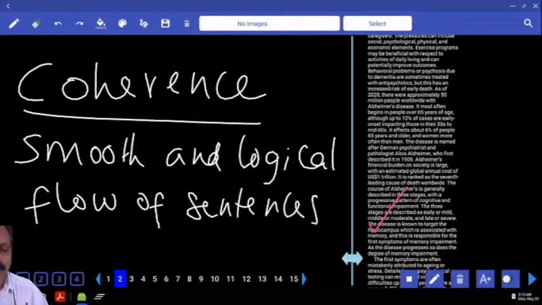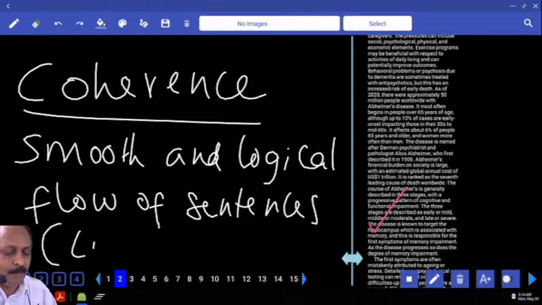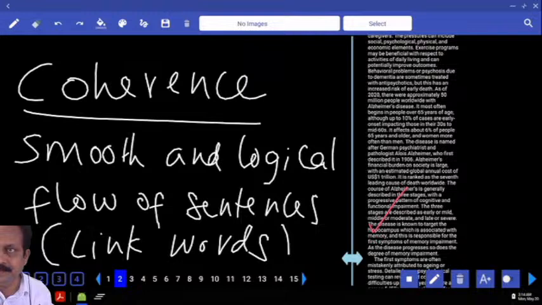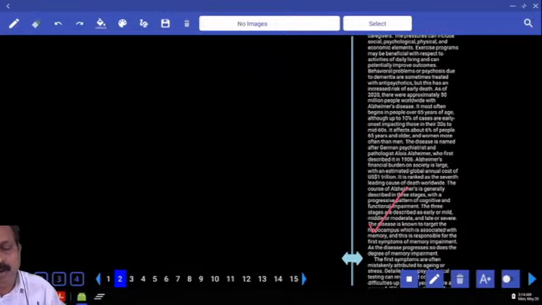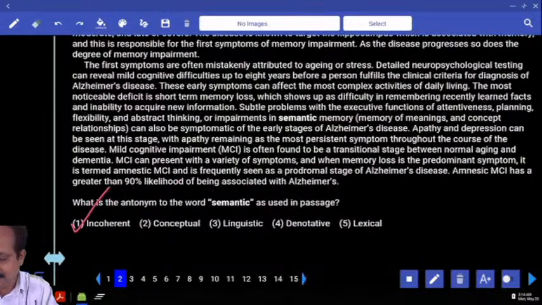Smooth and logical flow of sentences. When writers write something, they have to make sure the sentences flow smoothly and logically. How do they do that? With the help of link words. Brackets, you write link words. Connectors, we also say. So, writing is all about coherence. Coherent paragraph. Coherence, which part of speech is it? Try to guess. Noun. What is the adjective form? Coherent. So, what is the opposite of that? Incoherent.